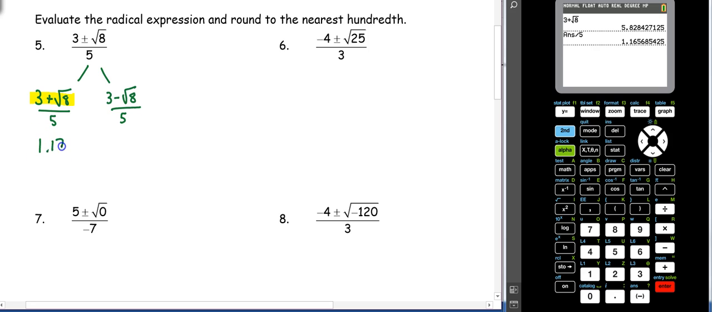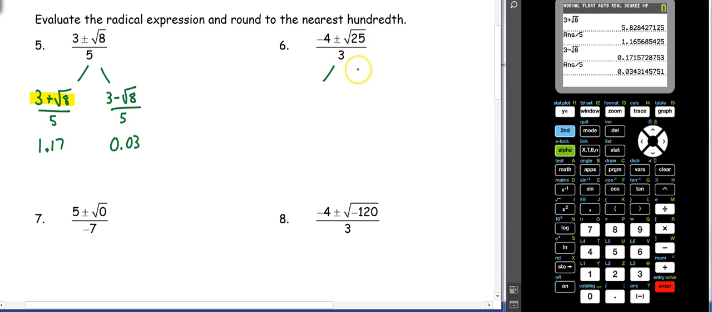So this rounds to 1.77. Then I'm going to do that again with my calculator, but this time I'm going to subtract the square root. So 3 minus the square root of 8, enter, divide by 5, and that gets me 0.03.